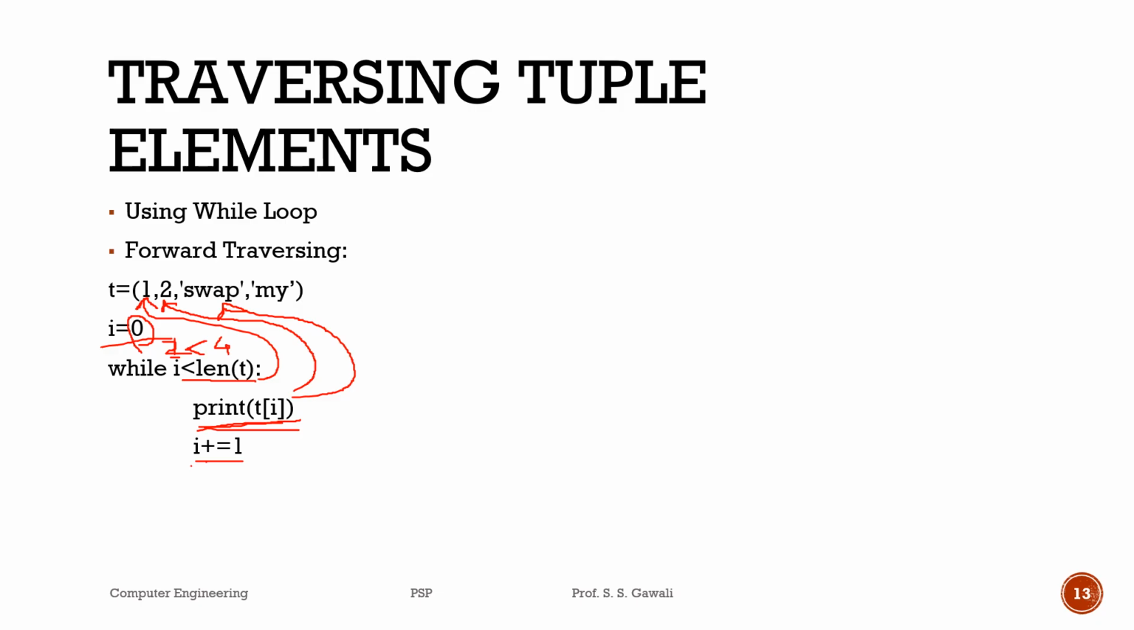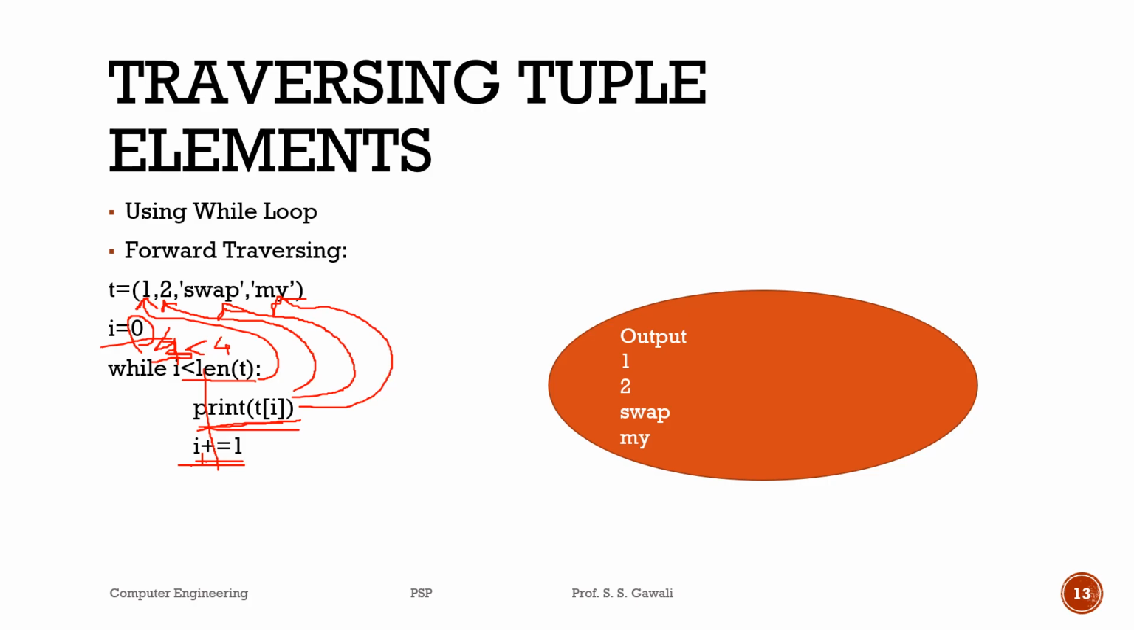Okay. After that again the i value is going to increase by 1. The current i value is 2, 2 plus 1 becomes 3. And is 3 less than 4? Yes, 3 is less than 4. So it's going to display the element present at the third position. Yes, my is present at the third position. So on the fourth line it's going to display my. Then after that again i's value is going to increase by 1. So 3 plus 1 becomes 4. But 4 is not less than 4. So it's going to stop execution of this while loop. After that nothing is there, so the execution of the code stops. So 1, 2, swap, my.